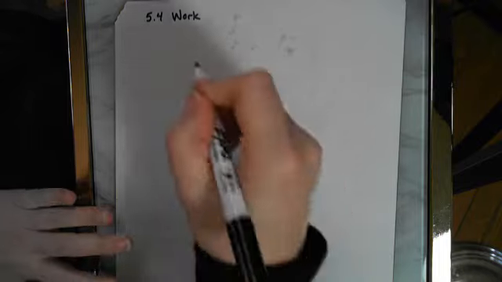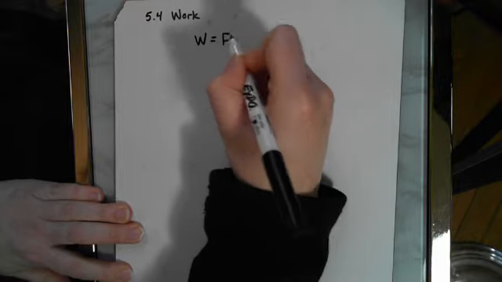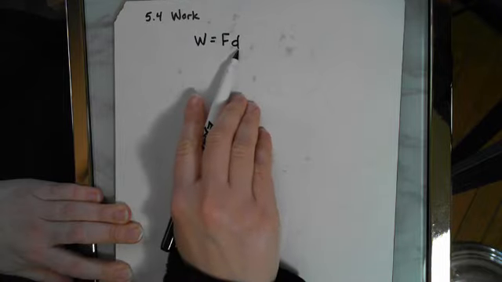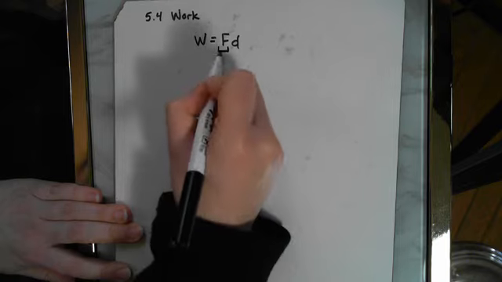Now, I know you think that schoolwork is work and all other types of work are work, but we're looking at the physics definition. So in physics, work equals force over a distance. So it's force times distance. But let's take a closer look at what we mean by force.